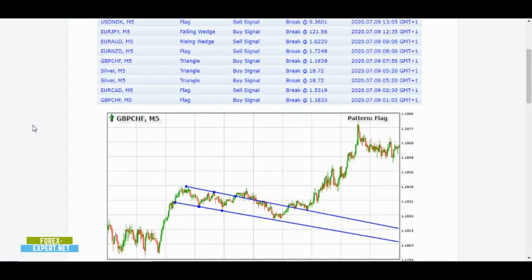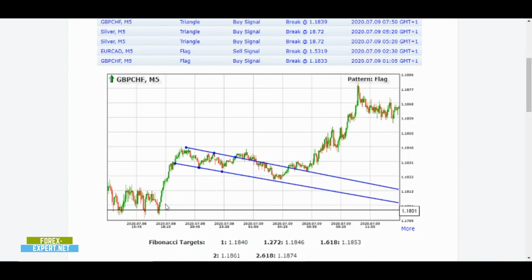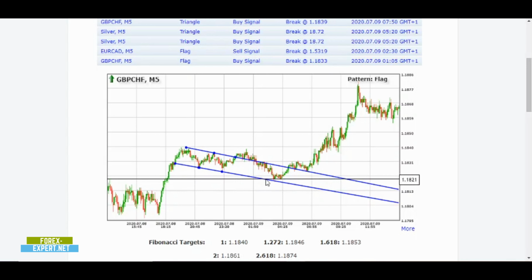Here we are on the British pound and the Swiss 5-minute chart. We have a flag buy signal break at 1833. Very nice flag after this very strong bullish impulse. As you can see, we got here a triple bottom. The price was rebounding at least 3 times on 1800, and then we had this very strong bullish impulse, and the price retraced at least to 50%.